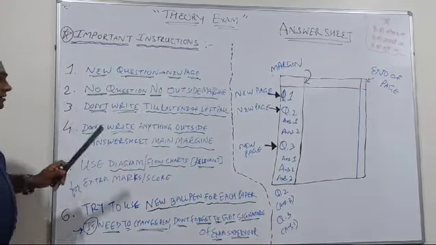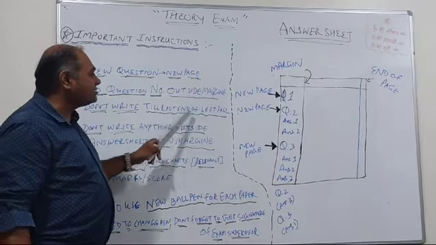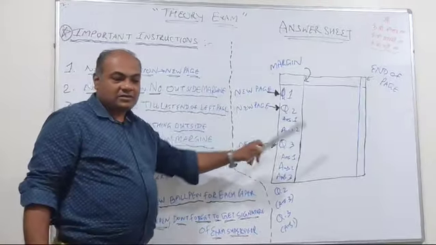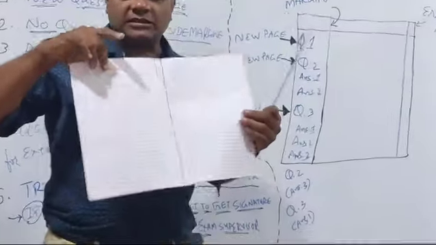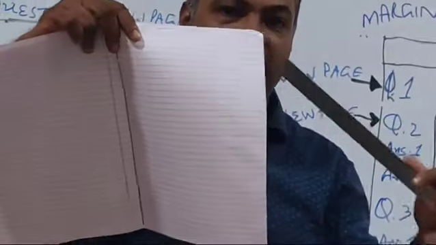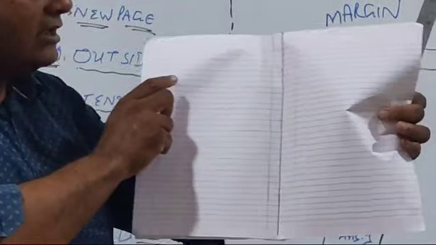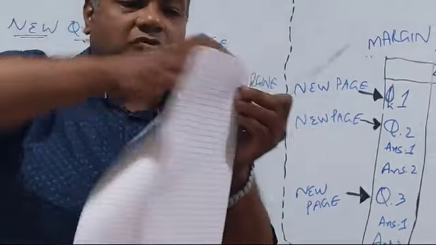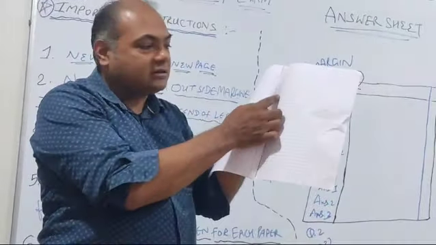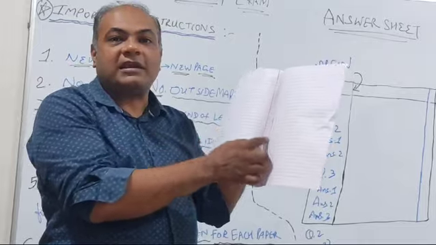Point number 3: don't write till the last end of the left page. For example, this is your supplementary. This is your left side page, this is the right side page. There is no problem on the right side page if you write till the end of the page. But the supplementary is going to be stapled after your exam completes, so whatever is written near the margin on the left side can be hidden.